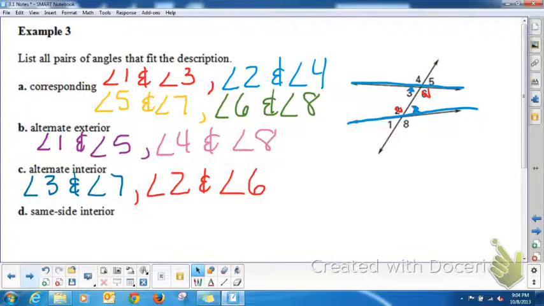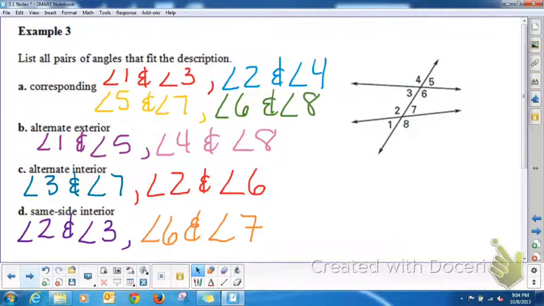Lastly, let's name the consecutive interior angles, or the same side interior. So same side interior or consecutive interior, that would be here. Angles 2 and 3, and angles 6 and 7 are another pair. Now we've listed all the pairs of angles. Notice the corresponding angles are the only ones that have 4 pair. All the others have just 2 pair.